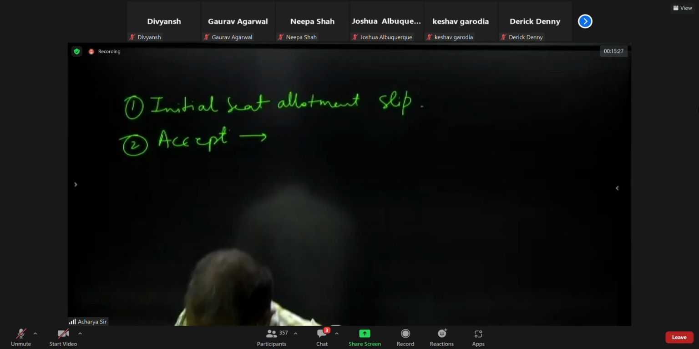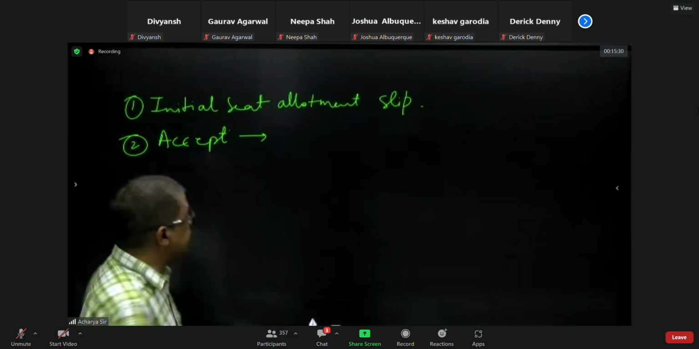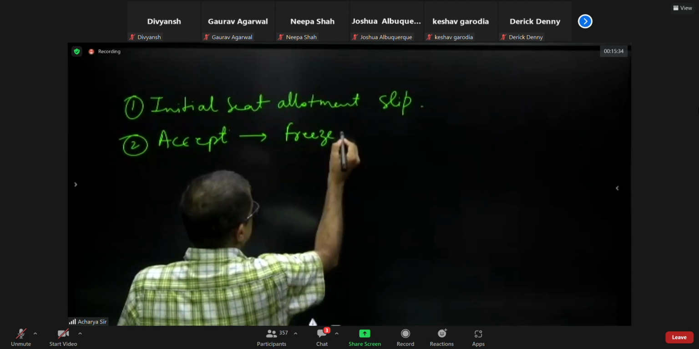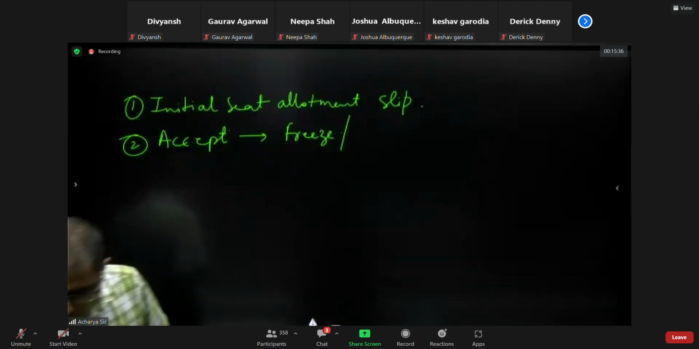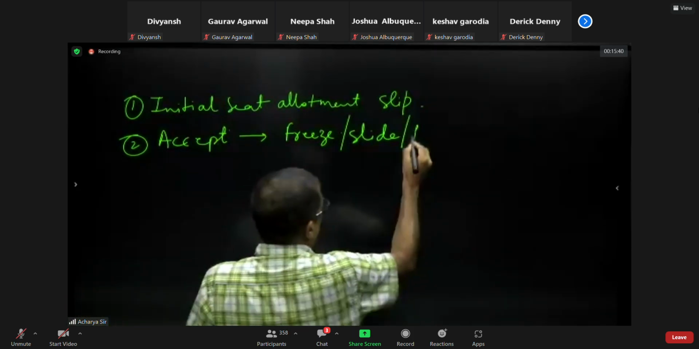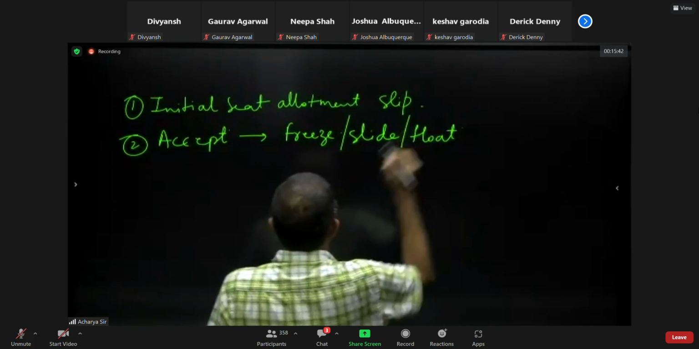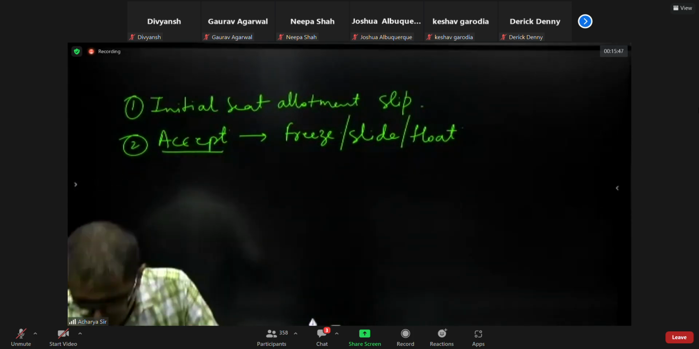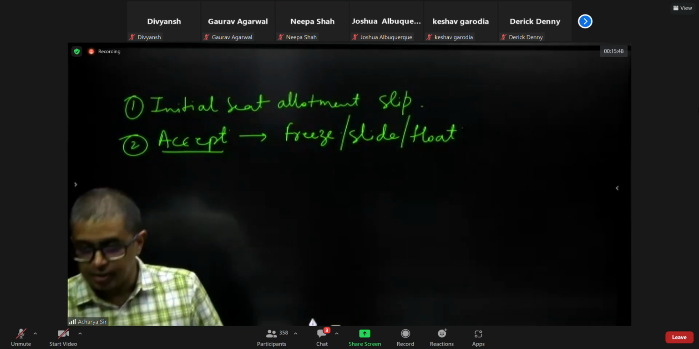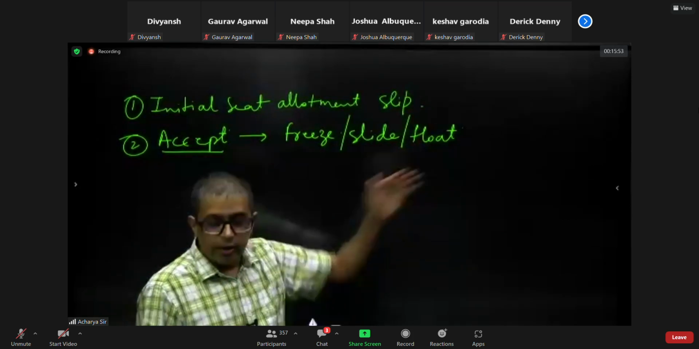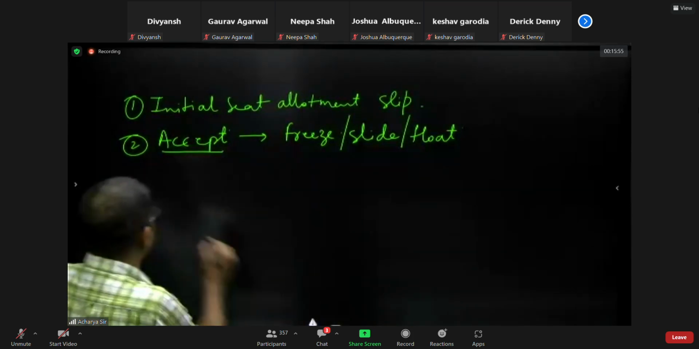Then you will opt for three paths. Either you will freeze, or you will slide, or you will float. These options will open up only when you accept the seat. Once these options are open, you are going to the next stage.